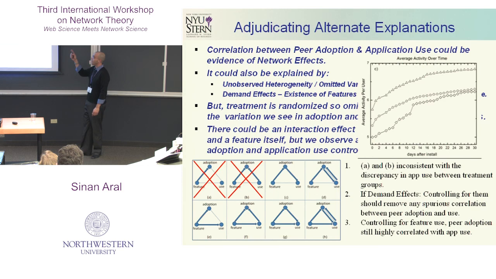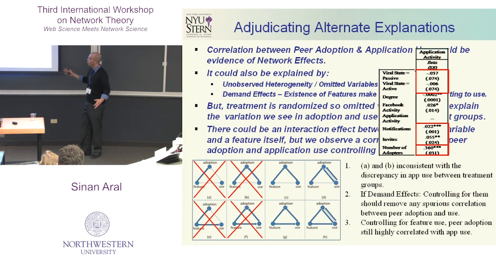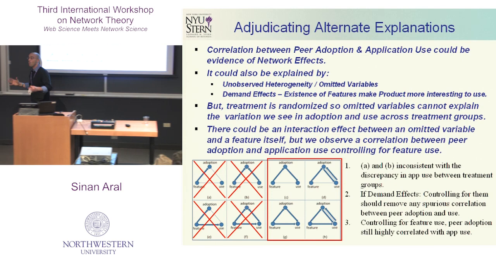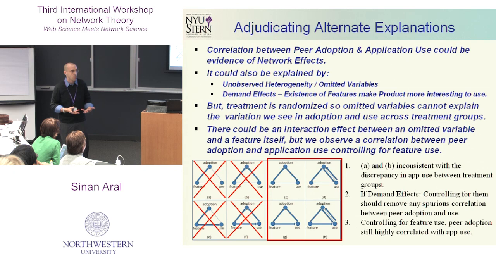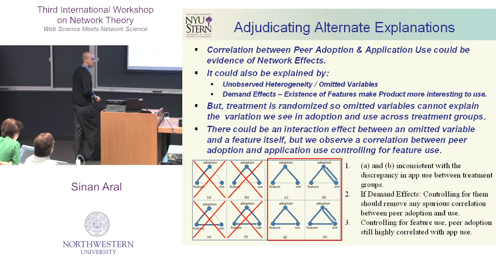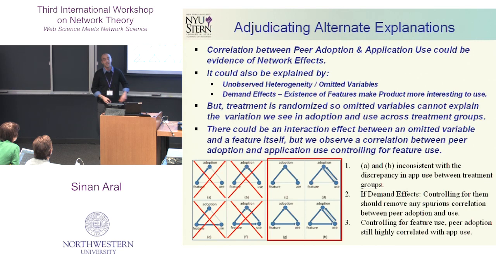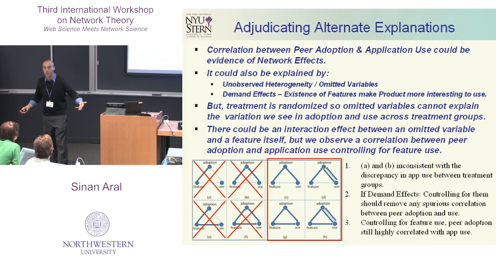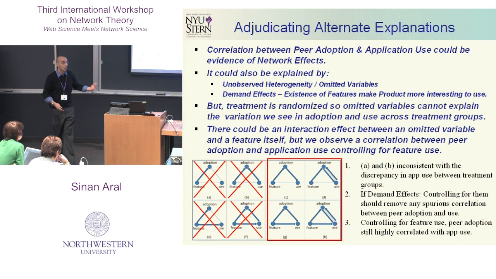So A and B here are inconsistent with the discrepancy in application use between the treatment groups, okay? And demand effects, you know, we control for the use of notifications and invites, so these two are also inconsistent with the data. And what's left, these four remaining explanations have network effects in the explanation. Okay? And in fact, that's a bit of a conservative view of these results because we've ruled out almost all of the other possible explanations that could exist. So we can conclude that there are definitely network externalities going on, and we can conclude that it's likely that a large portion of the variation in use can be explained by these network externalities. We can't conclude that exclusively network externalities are driving it, but a large proportion.